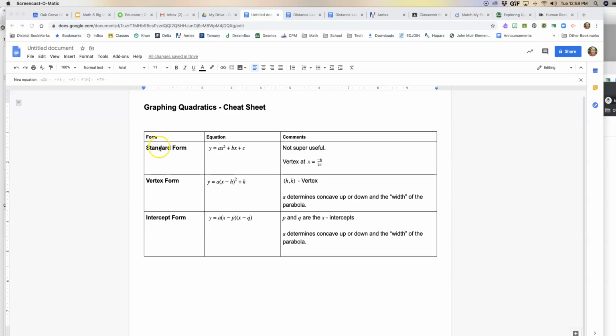So there's three basic forms of quadratics. We have what's called standard form, not super useful. We'll take a look at what I mean in a minute. And then there's vertex form, very useful. And then there's intercept form. It's fairly useful, okay? So I'm gonna pop over here into Desmos, and you should print this out.